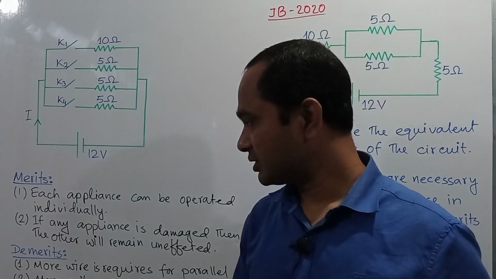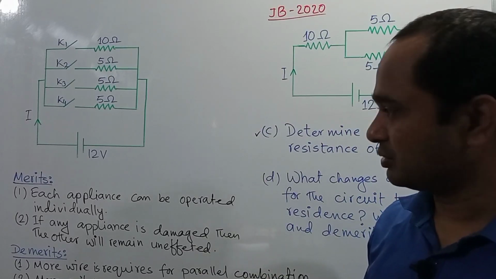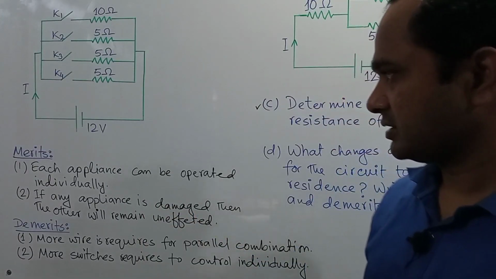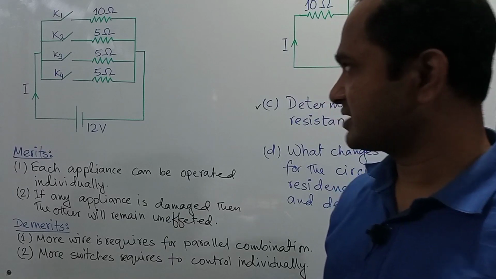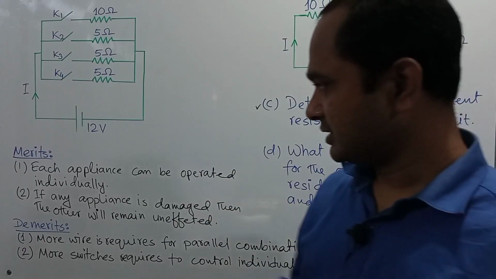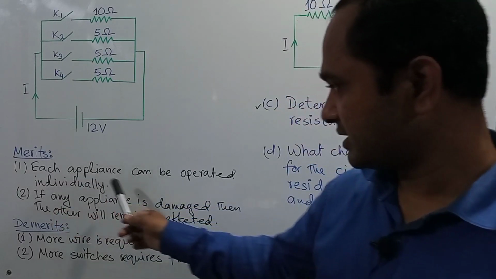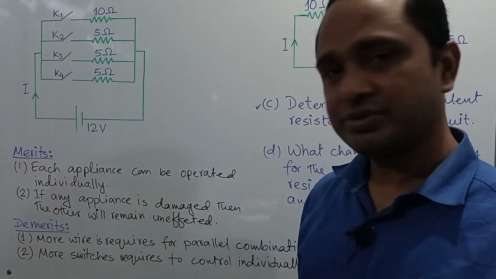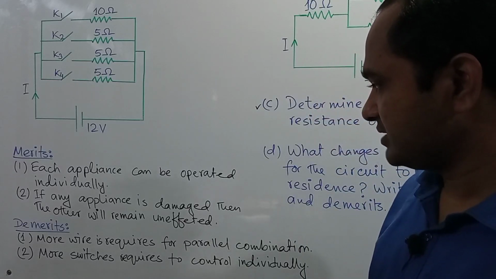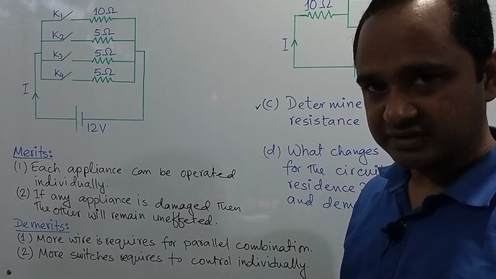Dear student, now we are going to see the merits and demerits of this type of combination. Here some main merits and demerits of this type of combination, that is parallel combination, are given. Among the merits I mentioned 2 main features. The first is that each appliance can be operated individually, which we have already mentioned, and the second is that if any appliance is damaged, then the others will remain unaffected, right?